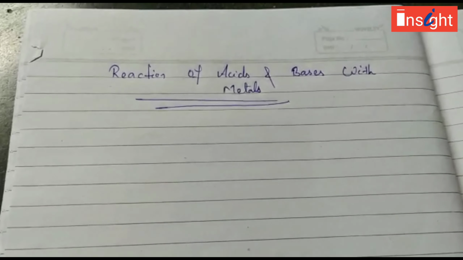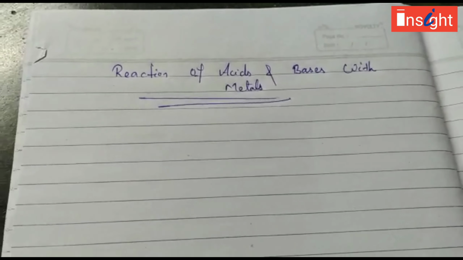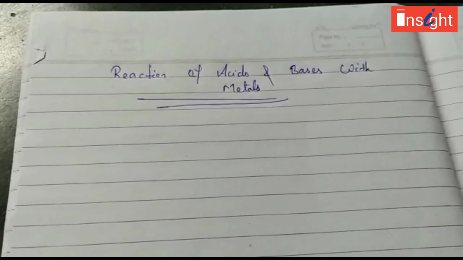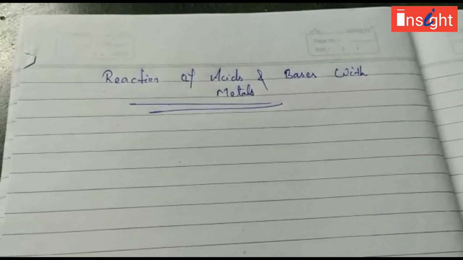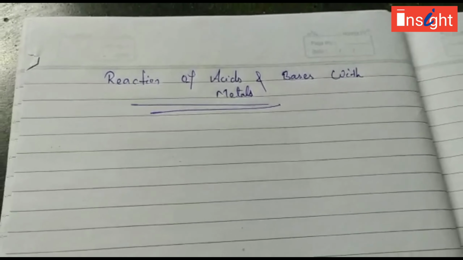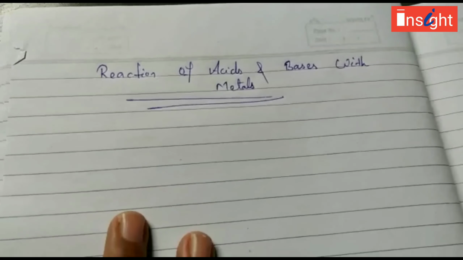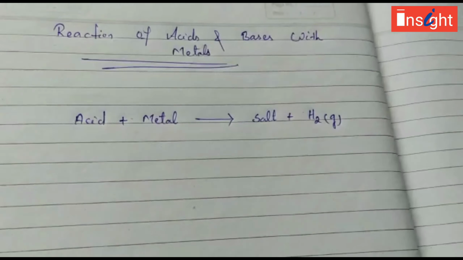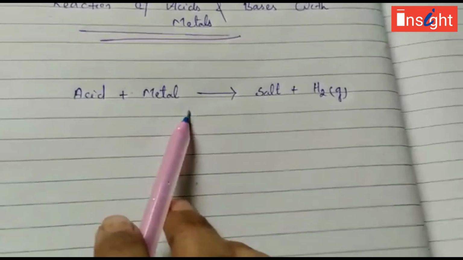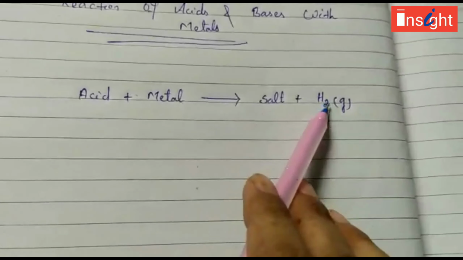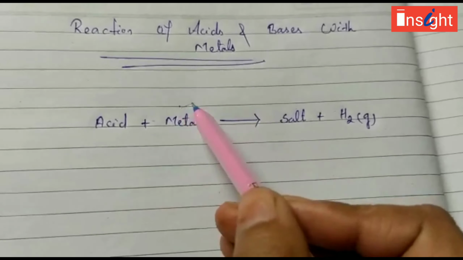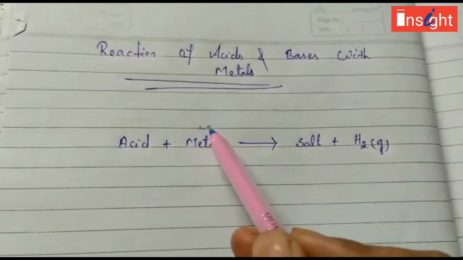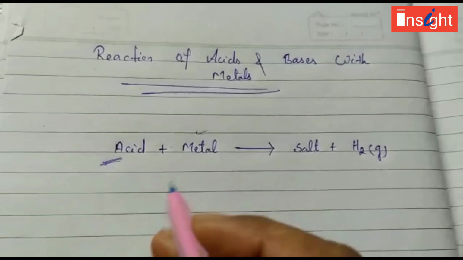So when an acid reacts with a metal, for example, I am taking the acid first. When an acid reacts with a metal, it gives salt and hydrogen gas. In general form I can write: acid plus metal gives salt and hydrogen gas. So here what happens in this reaction is that the metal displaces hydrogen from the acid.